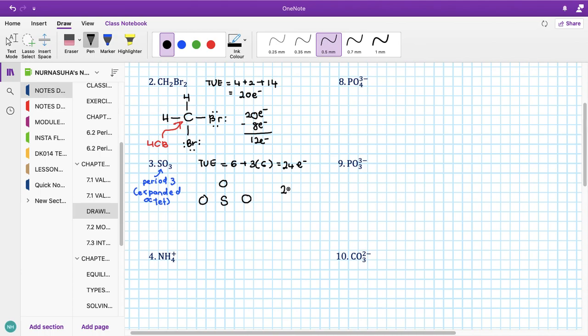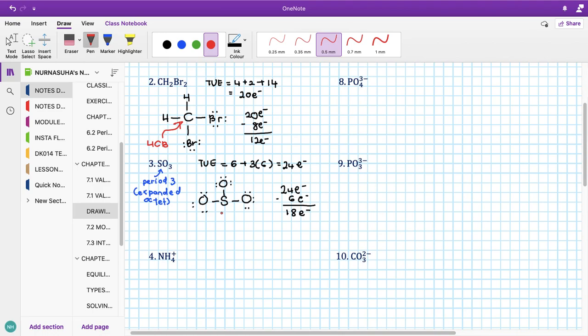Okay, so 24 electron, we minus with 1, 2, 3 covalent bonds. So we use 6 electron, remaining is 18 electron. Okay, the remaining 18 we put as lone pair. 1, 2, 3, 4, 5, 6, 7, 8, 9, 10, 11, 12, 13, 14, 15, 16, 17, 18. Okay, all oxygen octet already, but sulfur tak cukup octet.